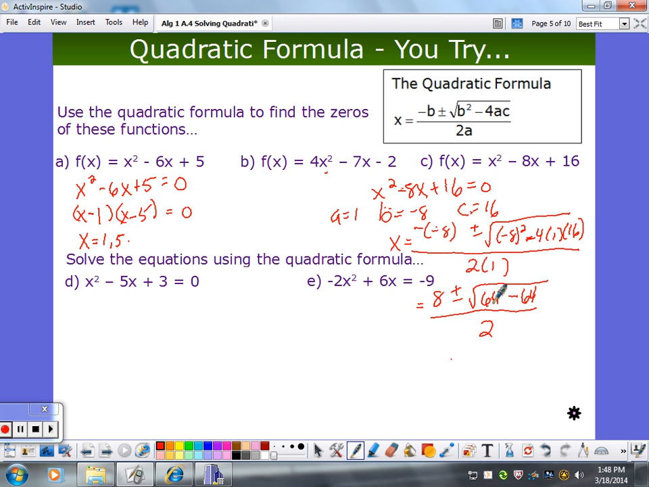Wait a second. 64 minus 64. What's that? What is the square root of 0? 0. So I'm adding or subtracting 0. Is that going to switch this? No. 8 plus 0, 8 minus 0, just equals 8. And there, this one has one zero. So it will drop out if you only have one zero. What a great, terrific question. I don't know how we do this.